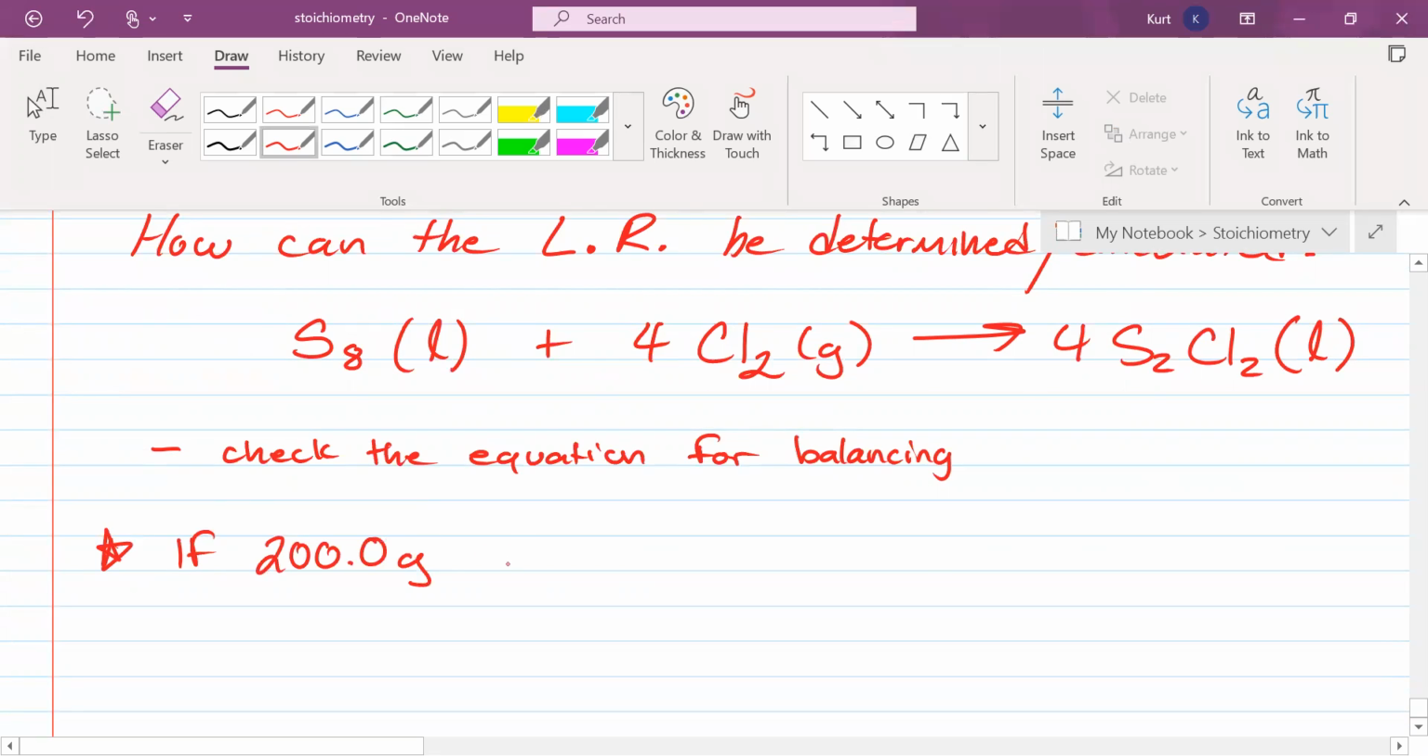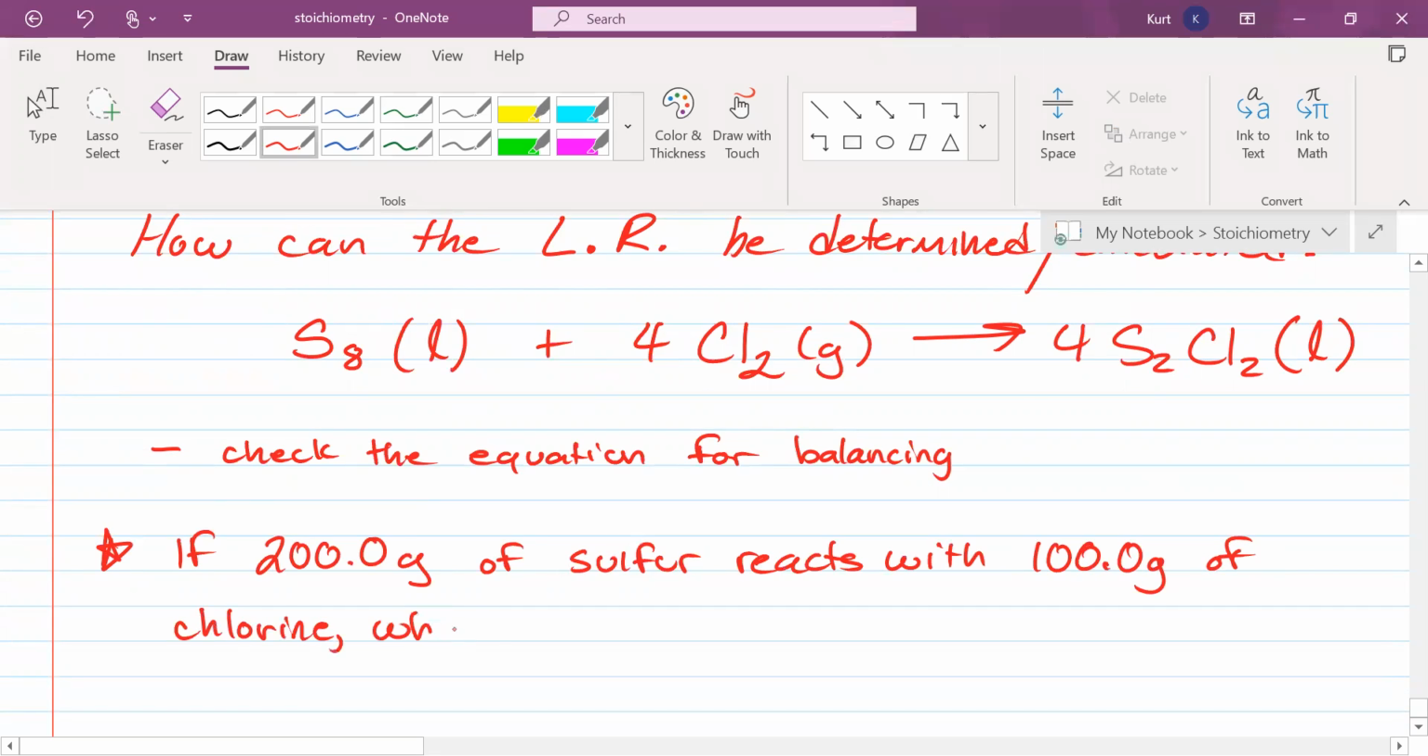All right, here's the information. If 200.0 grams of sulfur, which is S8, reacts with 100.0 grams of chlorine, what mass of disulfur dichloride is produced?